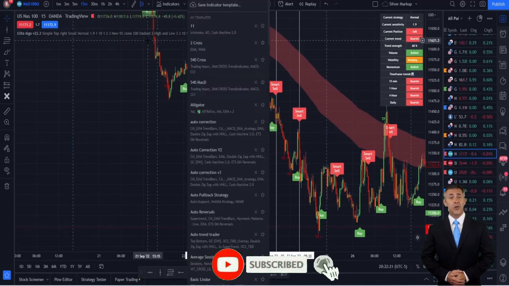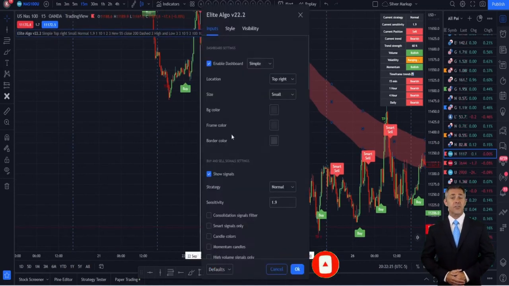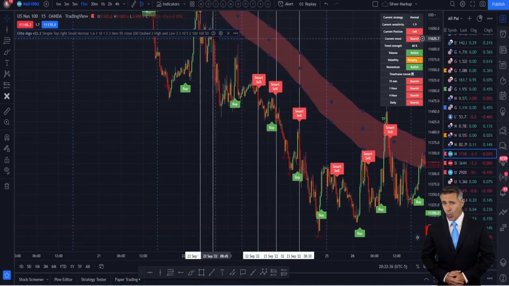That's how you work with the sensitivity. You just kind of play with it based off of what you're looking at on the charts and go off of there. So I'm going to put it to 1.6 and just leave it there for a second. I'm going to show you why in just a second.